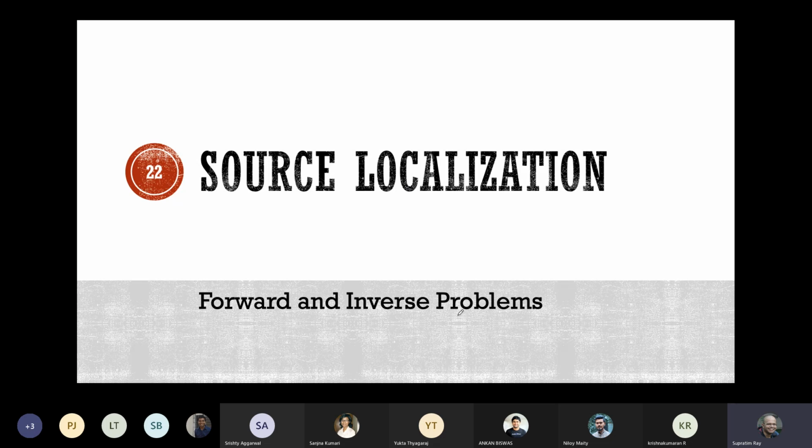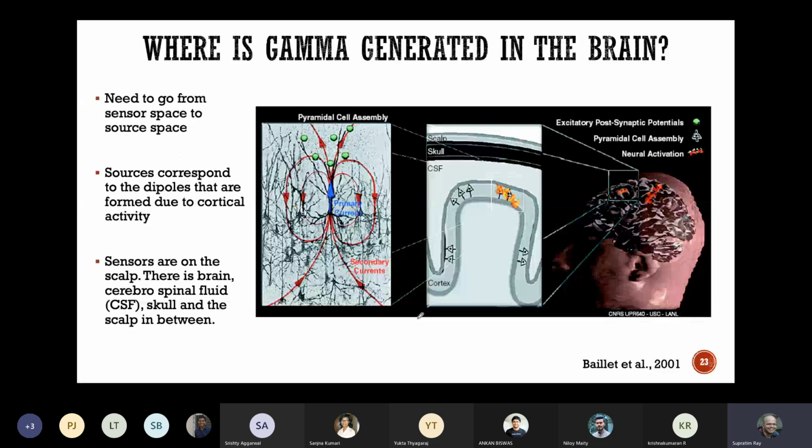Okay, so let's move on then and talk about source localization. This is one of the very well studied and very classic problems in EEG literature. That if I give you a voltage distribution, can you tell me where are the sources that generated that? Okay, so now let's talk about it first from a biophysics point of view. What are we talking about here?